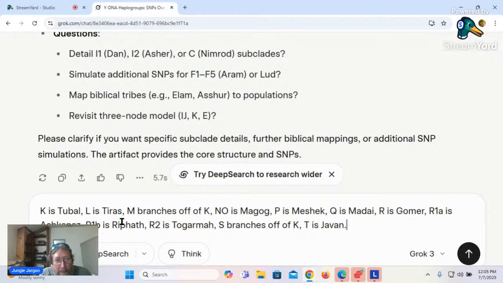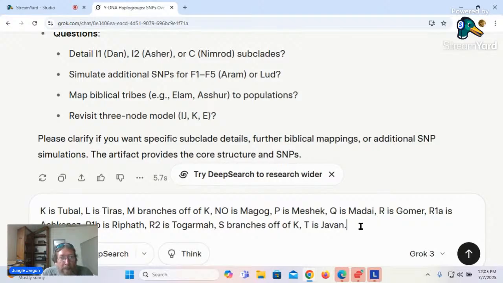So K is Tubal, L is Tiras, M branches off from K, N-O Magog, P is Meshach, Q is Madai, R is Gomer, R1A is Ashkenaz, R1B Riphath, R2 Togarma, S branches off from K in Papua New Guinea, T is Javan. ST.